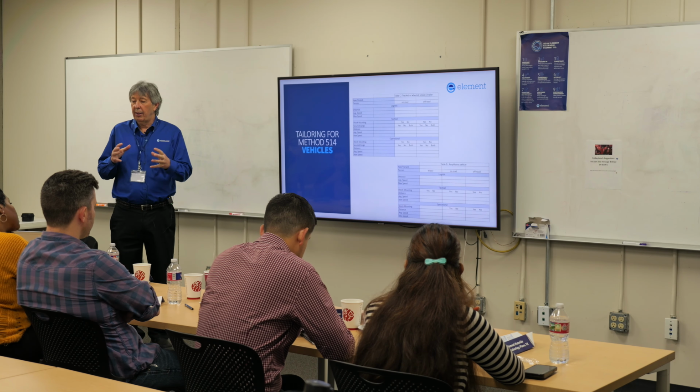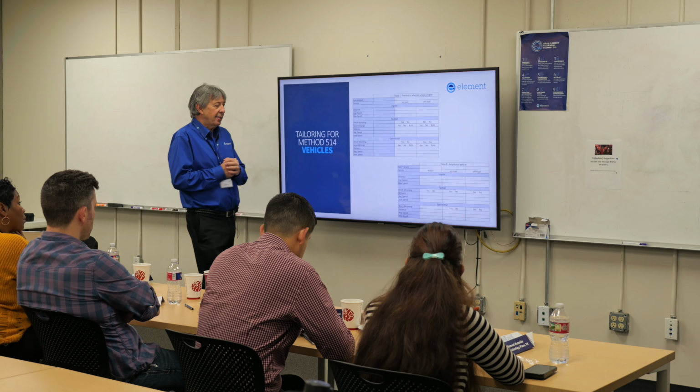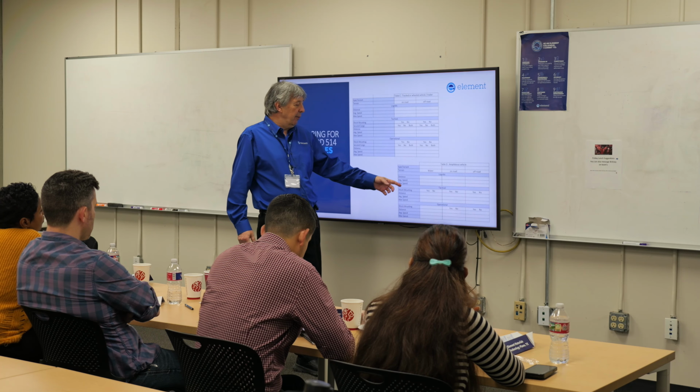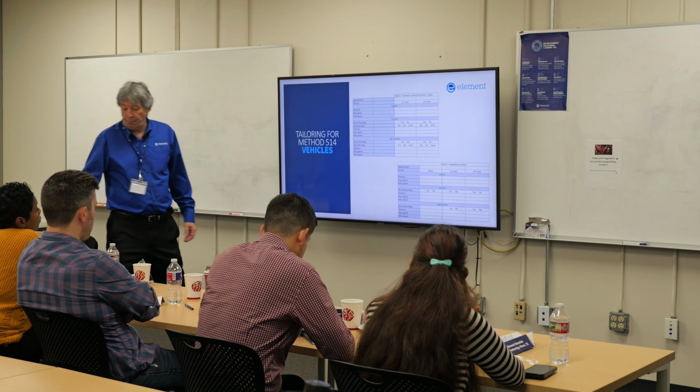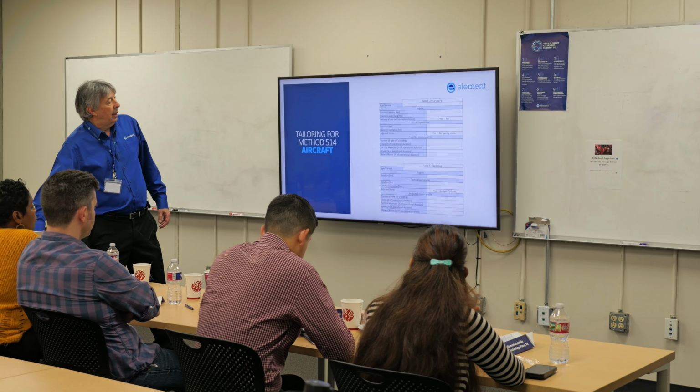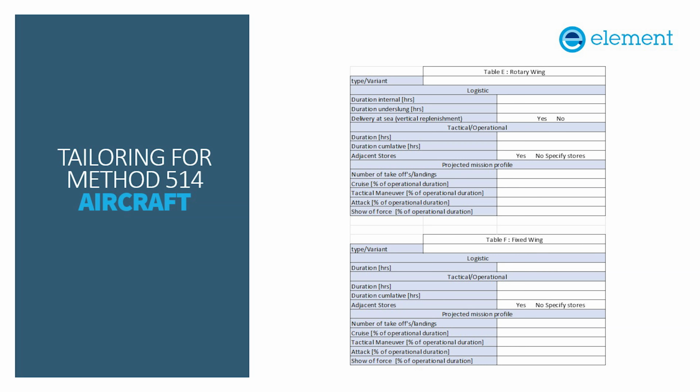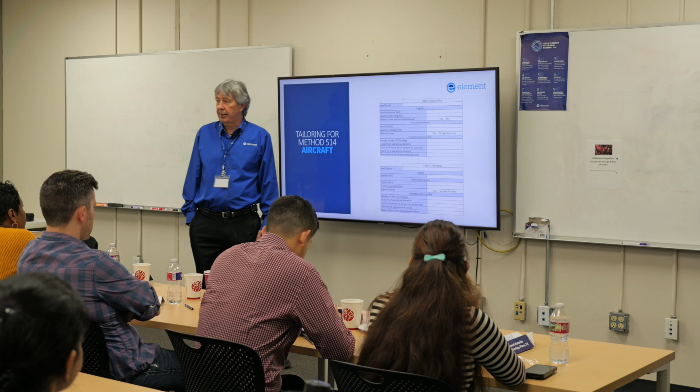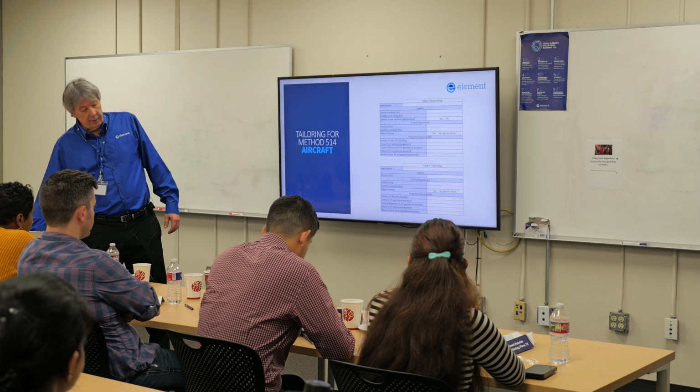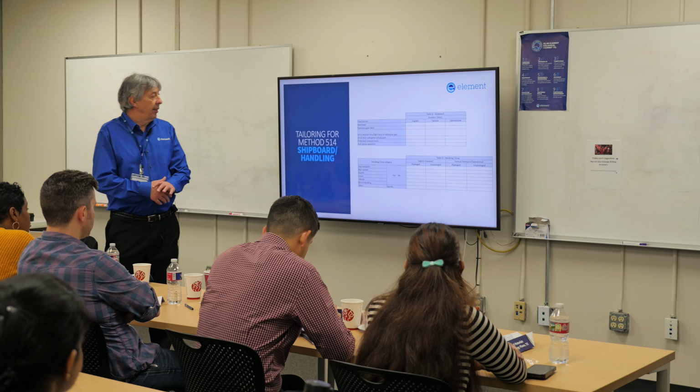Once you get it all done and filled out, this is fun. You have amphibious vehicles, tracked vehicles, rotary wing and fixed wing, so helicopter or fixed wing aircraft. Is it mounted? Is it not mounted? Is it staying in the aircraft? Is it secured cargo? Is it not secured cargo? All the way through. Fixed wing the same way. Duration, stores. And then shipboard.